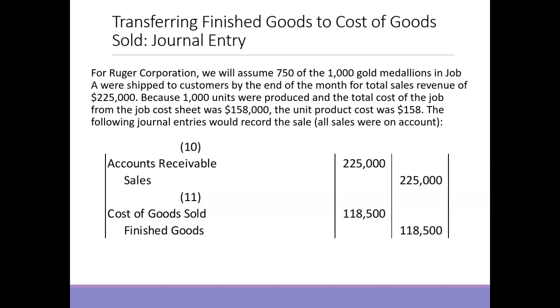Make sense, guys? And we know when we're dealing with manufacturing products or any products, we buy them or we produce them at one price, but we sell them for a higher price. That's how we make a profit. So you see our sales is 225 and the cost of those goods here is 118.5.